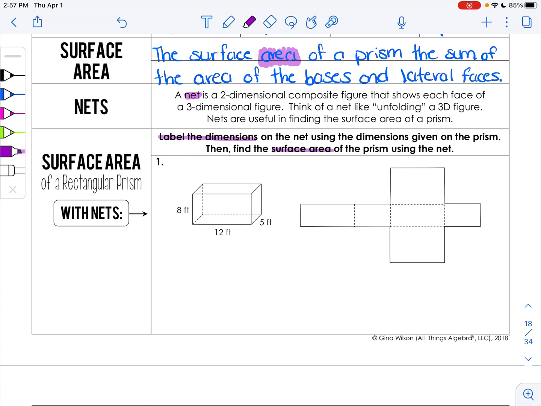So when I label my dimensions and I imagine it unfolded, this side here would be 5 feet, and this is 12 feet, 8 feet by 12 feet, and then this side over here is 8 by 5, and then this one is 8 by 12. So take a minute to compare that net and the prism and the dimensions to see if you can see where those dimensions come from as it is unfolded.